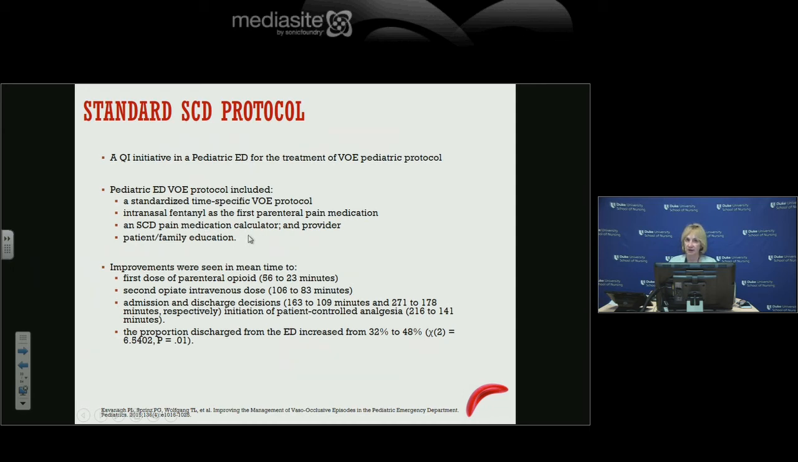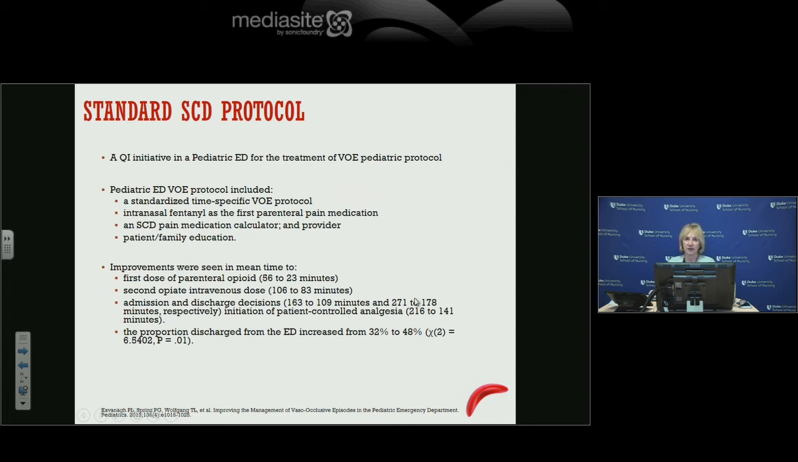And they gave a pain medication calculator, and they did some patient-provider family education. And they were able to see significant improvement in the ability to deliver the first opioid as far as time. With this protocol, they went from 56 to 23 minutes. The second opioid dose, they even were able to decrease that from 106 to 83. And the time for admission to discharge decisions went from 163 to 109 minutes.